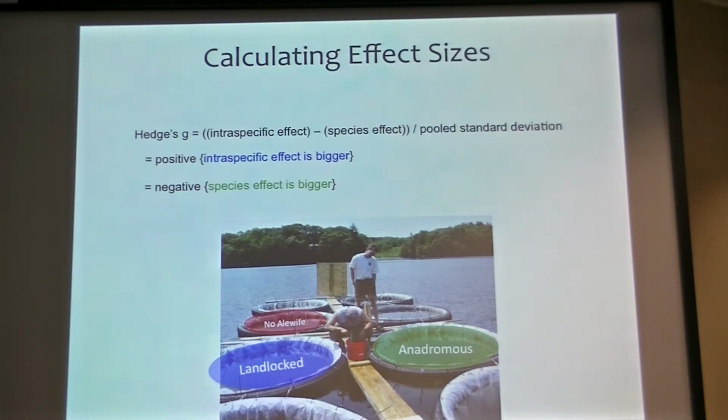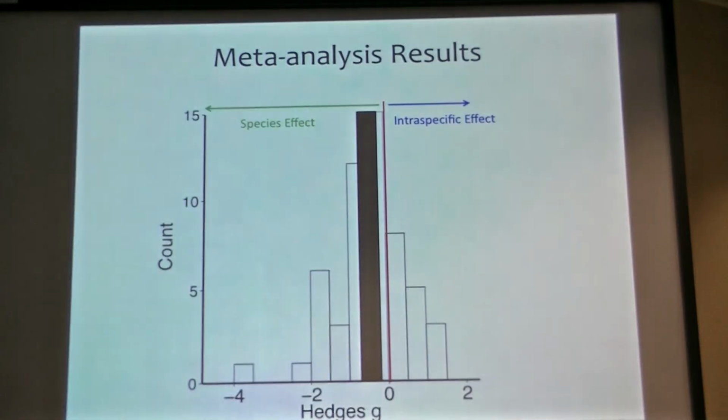And in this case, if we see a positive value of Hedges g, we get a stronger intraspecific effect, and if we get a negative value, we get a larger species effect, okay? What we're really interested in is this point at which we see which is bigger. Of course, our expectation is that species effect should be bigger, right? The differences among species are bigger than the differences within species, and the removal of a species or a trophic level should have a bigger effect, right? That's our thinking going into this, right?